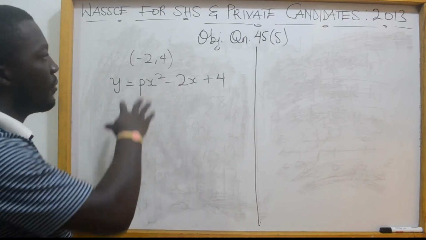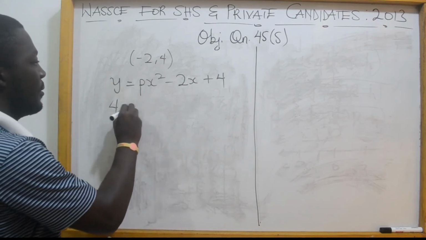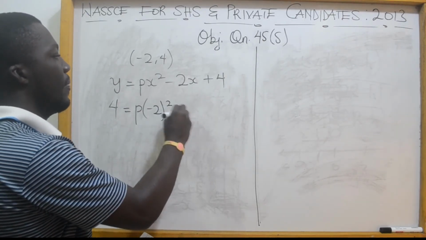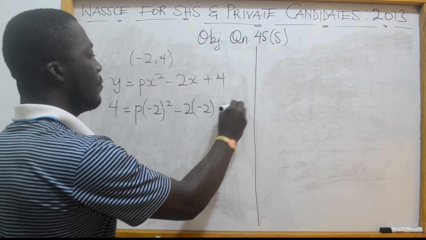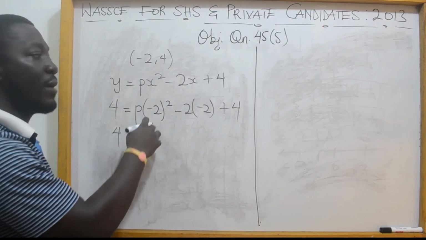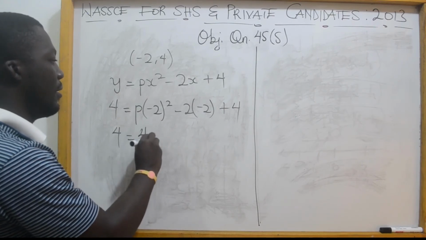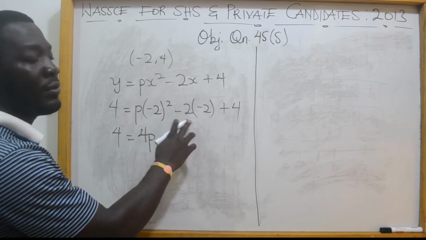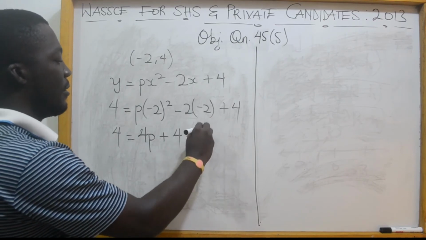Let's do a substitution of -2 and 4 into the equation. So y is 4, equal to p, and x is -2 squared, minus 2 into bracket, the value of x is -2, plus 4. We have 4 is equal to -2 squared, which is 4. So 4 times p will be 4p minus, -2 times -2 will be positive 4, plus another 4.